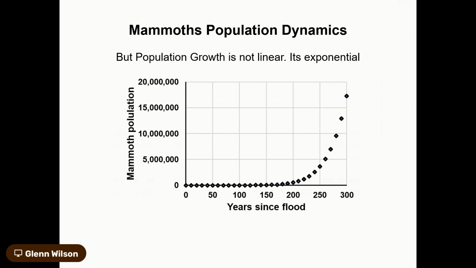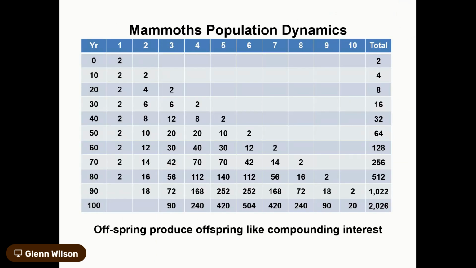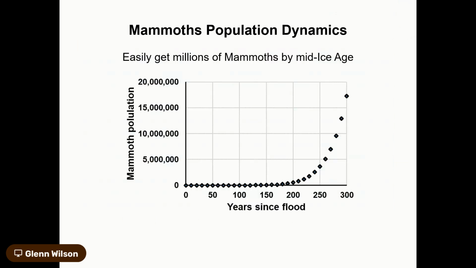And if you add in the offspring reproducing as well, you find that at 250 years, you could get up to the 5 million. At 300 years, you could get up close to 20 million. So, yes, you can easily get that. This is just showing you how you could do a very simple calculation. You could use the exponential model, but with all the offspring reproducing, it's like compounding interest. So again, you easily can get that many millions of mammoths by the middle of the ice age by simple calculations.